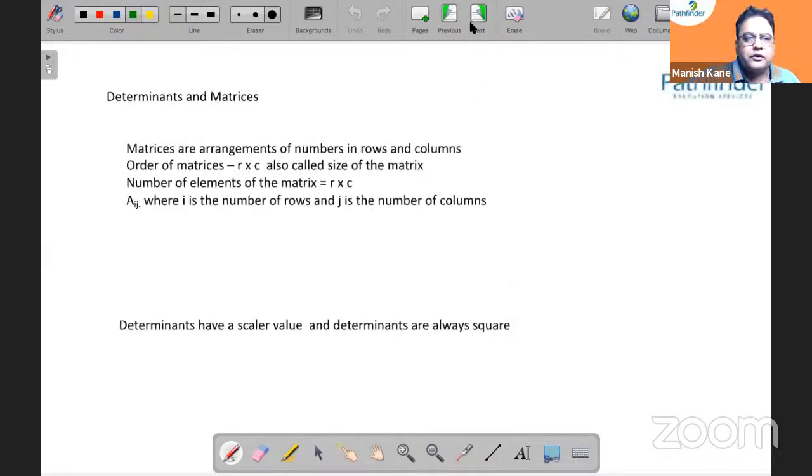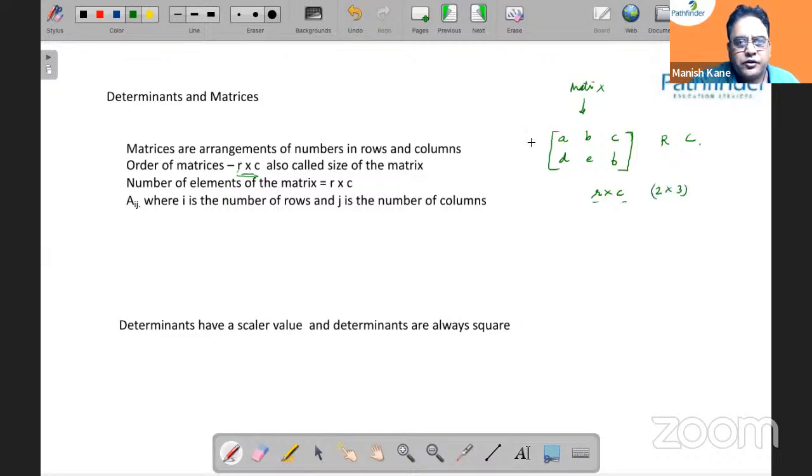So what is a matrix? A matrix is an arrangement of numbers in rows and columns. You arrange numbers in this fashion: A, B, C, D, E, F, and put a square bracket around it, and this becomes a matrix. The order or size of a matrix is determined by the number of rows and the number of columns. Generally, you represent a matrix by rows by columns. In this case, there are 2 rows and 3 columns. This is row 1, this is row 2, and this is column 1, column 2, and column 3.